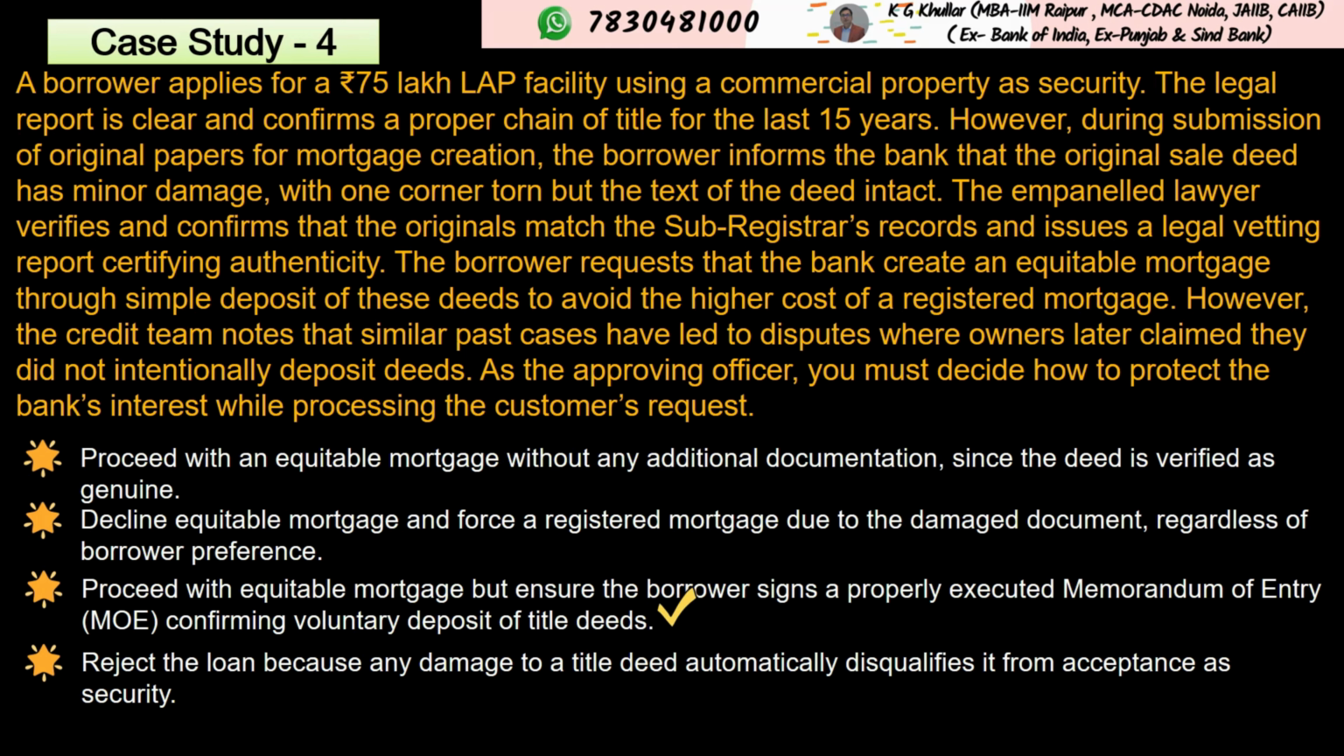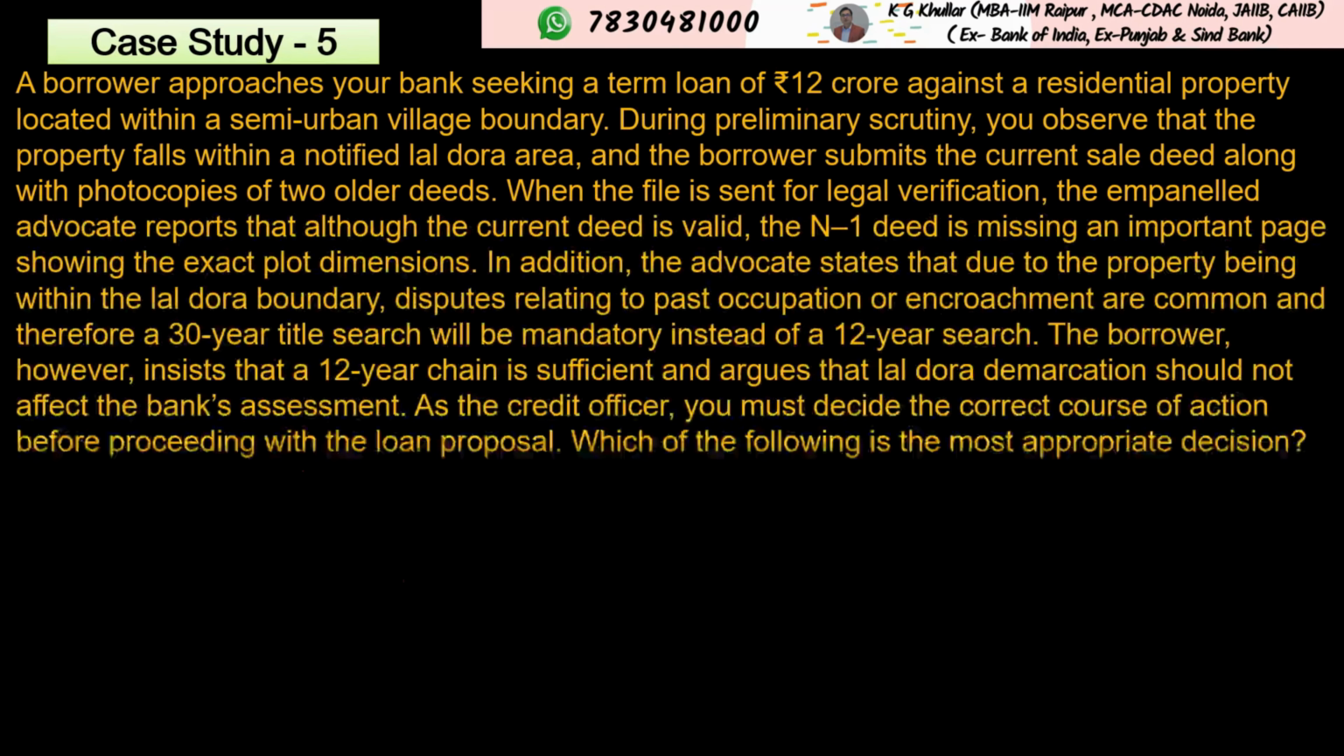Friends, finally we have come to the last case study of today's video, and the case study goes like this. A borrower approaches your bank seeking a term loan of Rs 12 crores against a residential property located within a semi-urban village boundary. During preliminary scrutiny, you observe that the property falls within the Lal Dora area, and the borrower submits the current sale deed along with photocopies of 2 older deeds. When the file is sent for legal verification, the empaneled advocate reports that although the current deed is valid, the N-1 deed is missing an important page showing the exact plot dimensions.